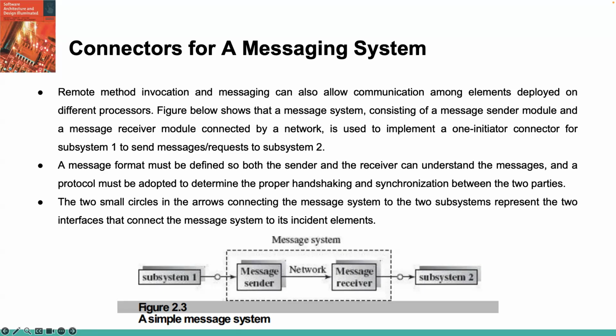They both need to agree on the following. Number one is message format. This defines how the message is structured. For example, it could be a JSON object or an XML file. Protocol is the rule of conversation. It includes how messages are sent, what happens if something goes wrong, and how the receiver knows when it has received the full message.